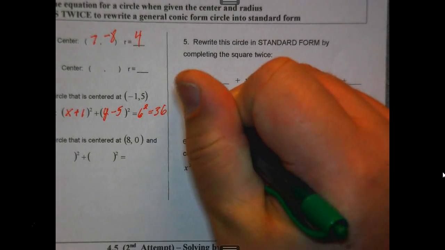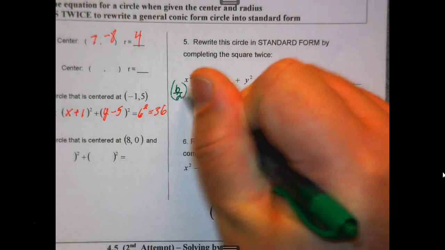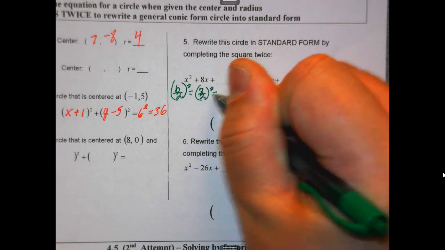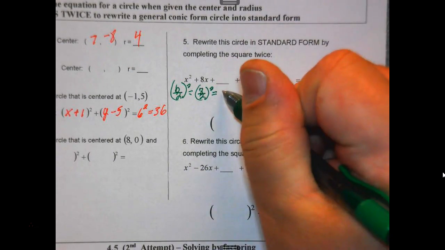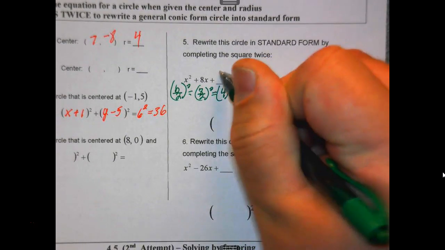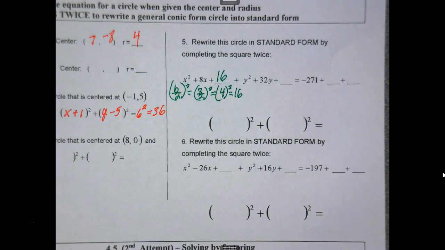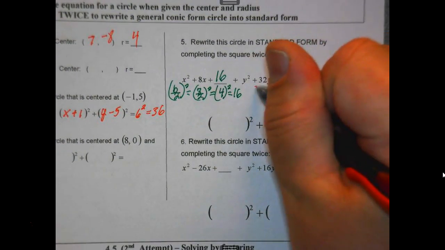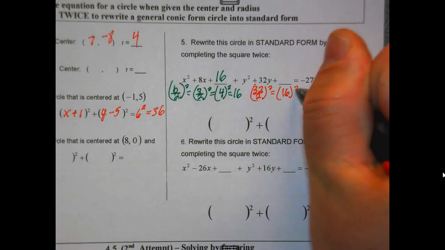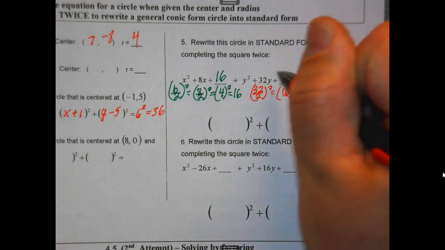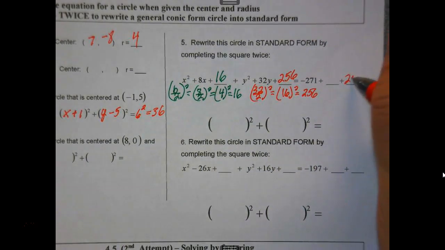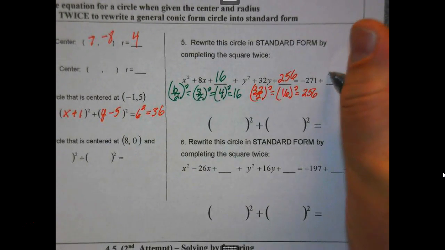Let's see, for the x's, it's b divided by 2 squared. My b is positive 8, divided by 2 squared is 4 squared, which is 16. My y's, see, my b is 32, divided by 2 squared is 16 squared, which equals 256. And we have to add 256 over here and 16 over here.